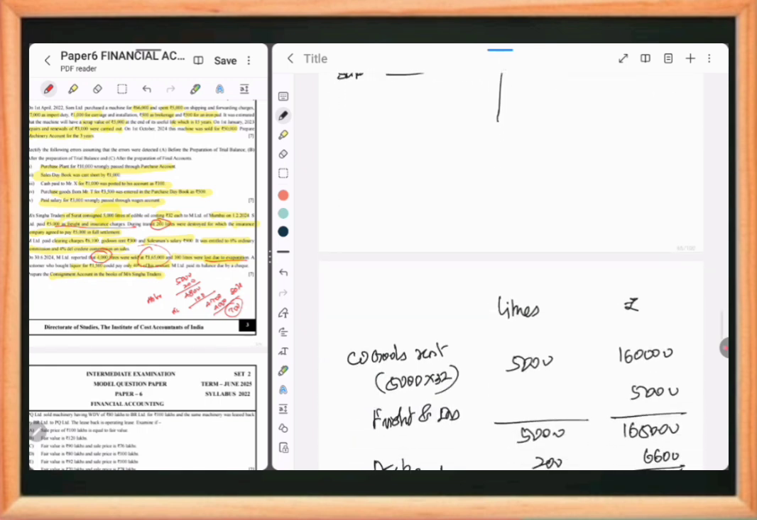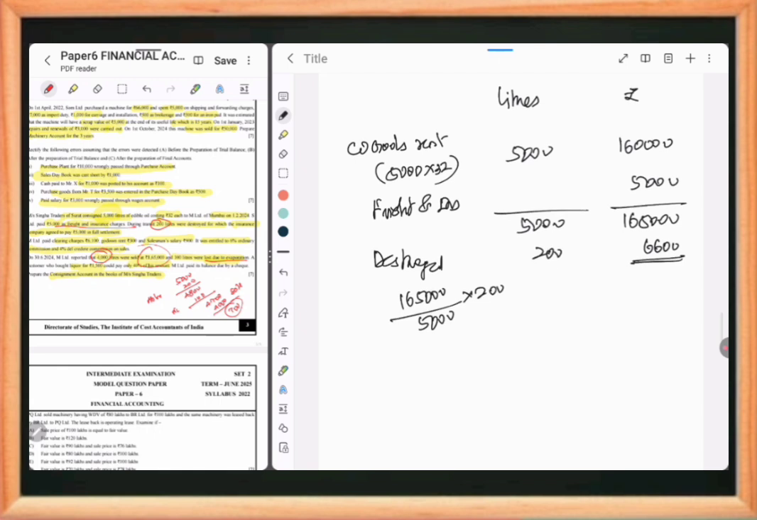Okay. After that, 4,800 units the consignee would have received. So what is the value? 1,65,000 minus the abnormal loss of 6,600, so the value is 1,58,400.